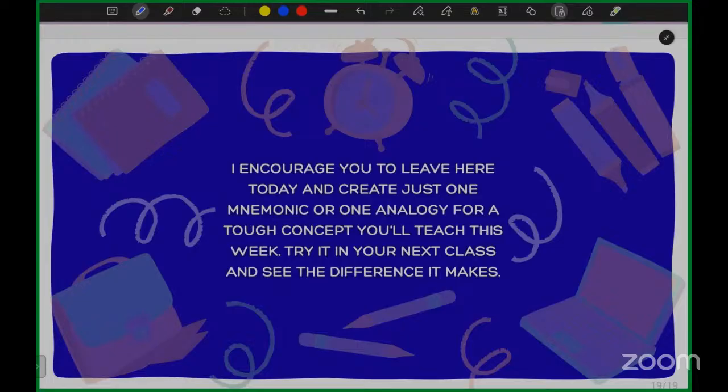So he was the inspiration for me. From him only, I learned this concept, and from that day till today, I am teaching the students with this concept called mnemonics and analogies. So like this, you can teach your students very easily. I hope you are clear with the concepts.